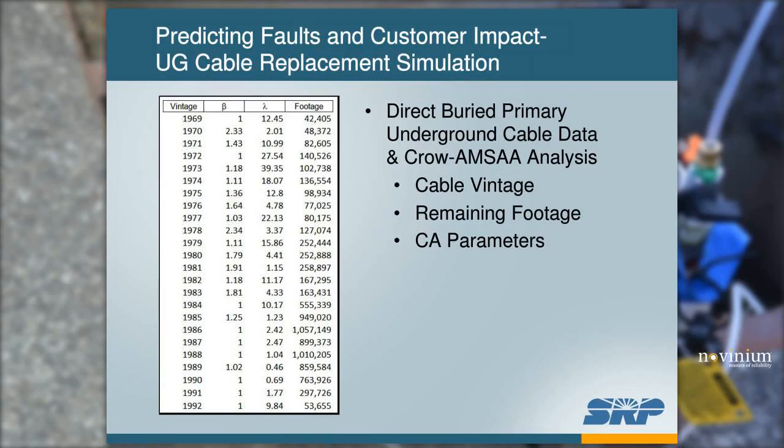The last piece of data is, again, all that Crow-AMSAA information that we previously discussed. You can see here we have our vintages of installation. We have our parameters, lambda and beta, that describe the faulting behavior. And then the last column is the footage, the actual in-ground footage.